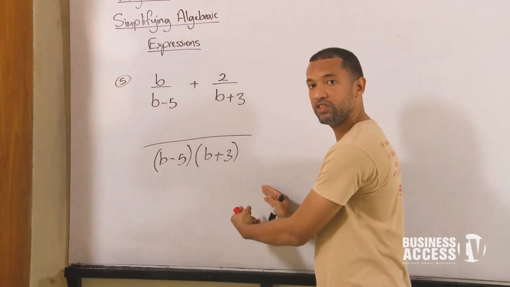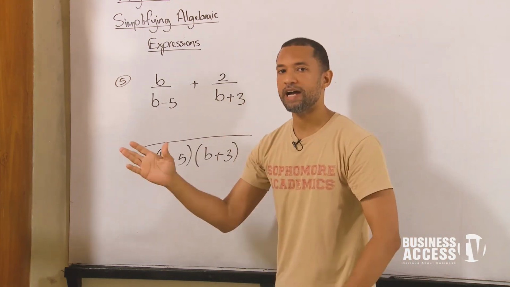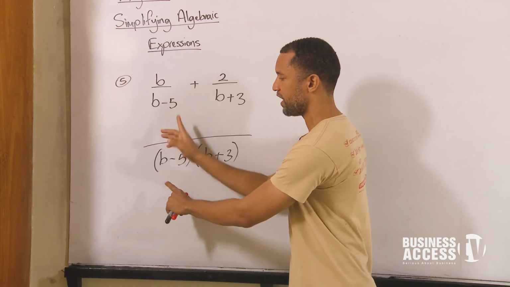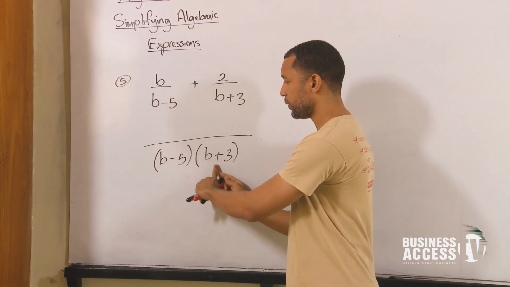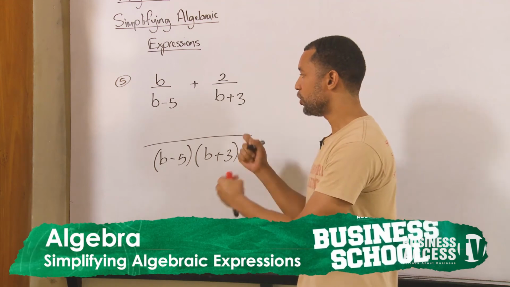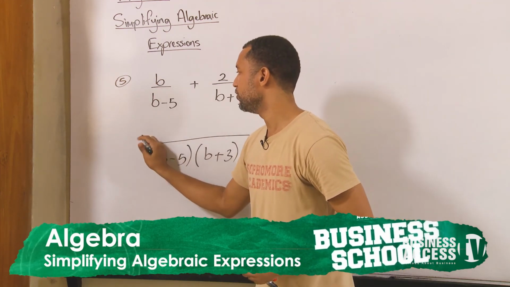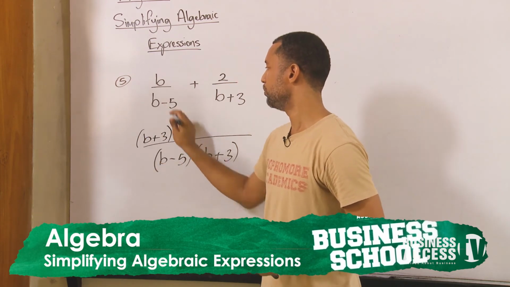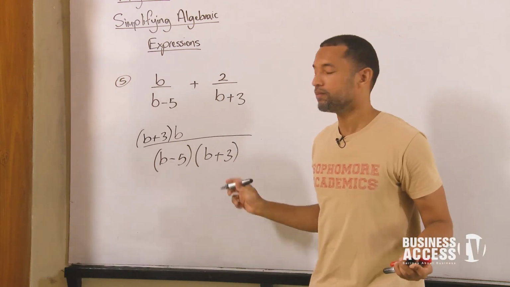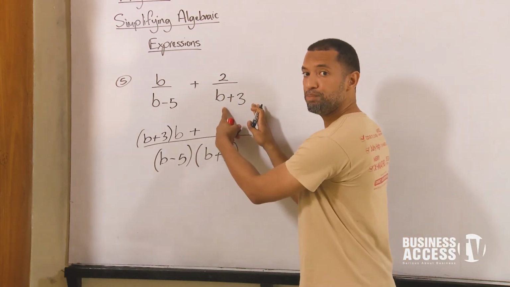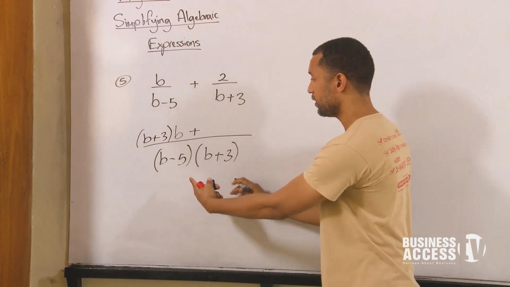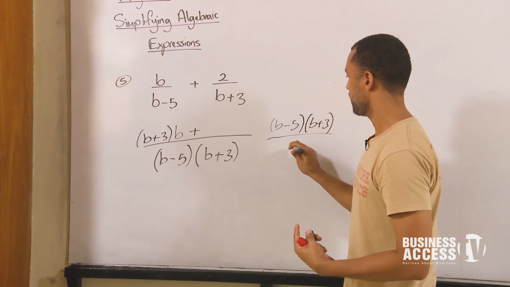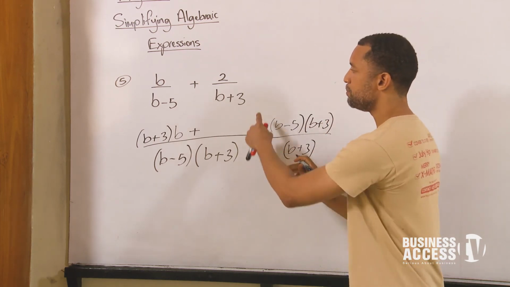B minus 5 into the denominator. We're moving smoothly at this point. You know, b minus 5 will cancel out b minus 5, leaving you with b plus 3. So you use that b plus 3 to multiply the numerator. So here we go. B plus 3. We're using it to multiply the numerator, which is b, plus b plus 3 into that.